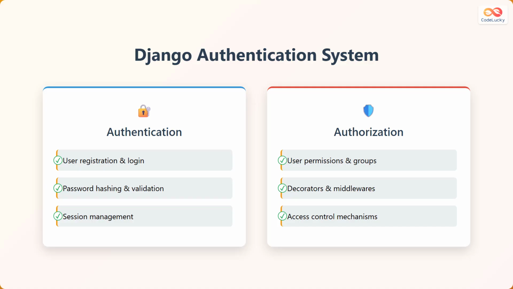Users can be assigned specific permissions or grouped into roles with predefined access levels. Django provides decorators like login_required and mixins for class-based views to protect views from unauthorized access. The system also includes middleware for automatic user authentication and supports custom authentication backends for integration with external systems like LDAP or social authentication providers.